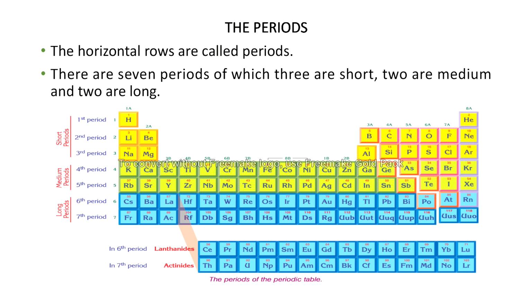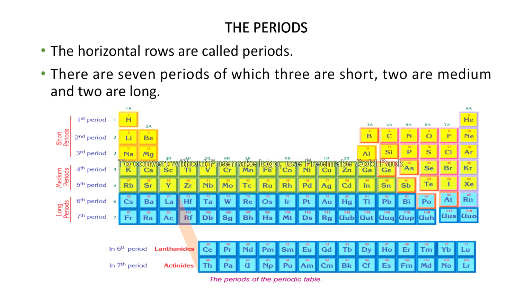The periods. Periods are horizontal rows found in the periodic table. For example, the horizontal line that can be drawn between potassium and krypton is called a period. Okay, there are 7 periods. There are 3 short periods, 2 medium periods, and 2 long periods.